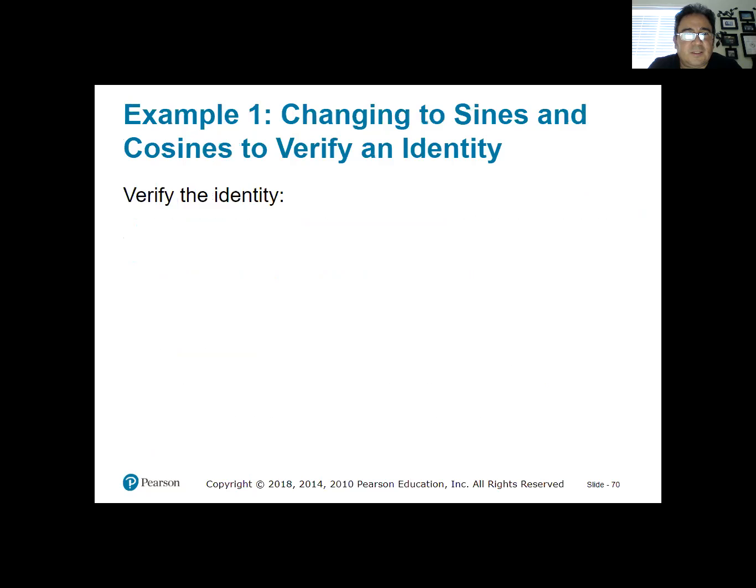So let's do some problems. This is problem one, so write this down. Example one, you are changing the sine and cosine to verify the identity, okay? So here's our first identity. That's your problem. Cosecant of x tangent of x is equal to secant of x.